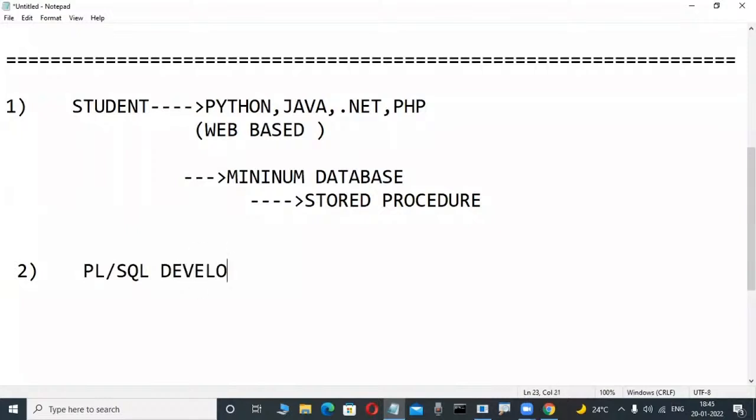PLSQL developer jobs are there. Without any knowledge of Java, .NET, or front end, maybe a non-technical person without very good programming skills, then PLSQL developer jobs are there. Maybe there is a gap of two or three years. Those persons are in our course only. They are learning this course for PLSQL developer purposes. Many fellows are learning this course from me.